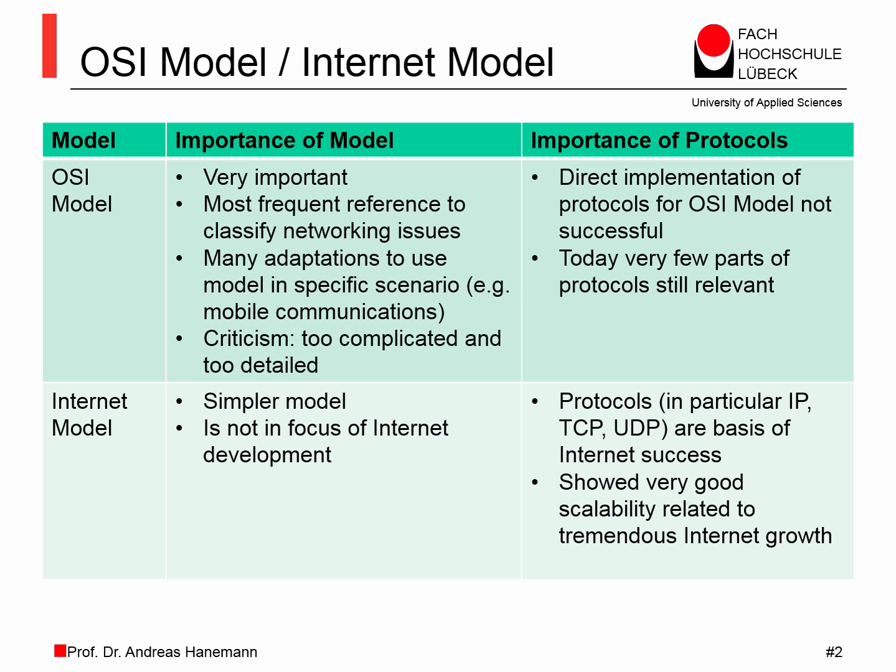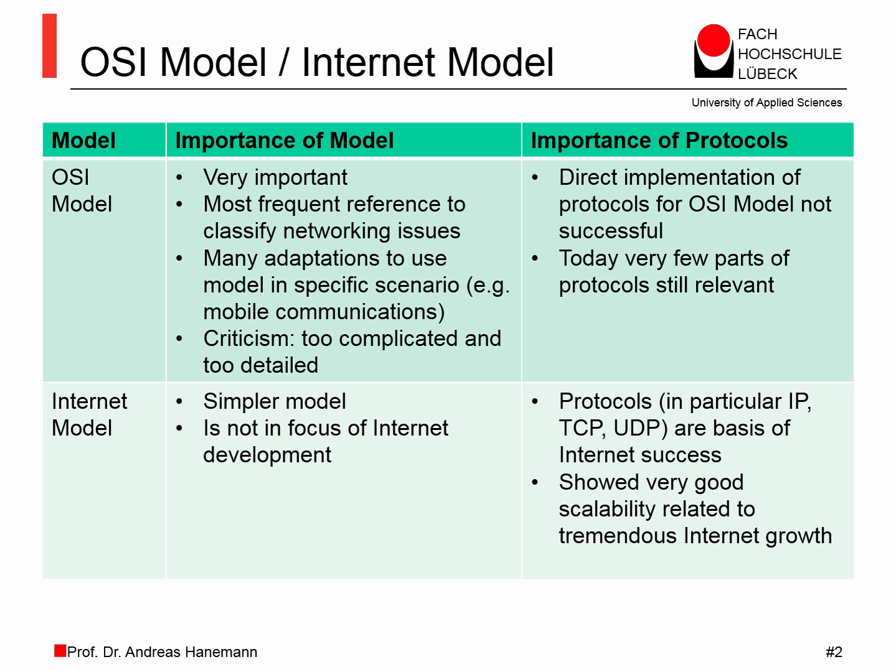So when we now compare the OSI model to the Internet model, we can do that by taking a look at the importance of the model and at the importance of the protocols. For the OSI model, the model itself is very important. If you want to solve a current networking issue, then you often try to match it to one of the layers of the OSI model and then have access to solutions which have already been developed for such a task. There are many adaptations to use the model in specific scenarios.